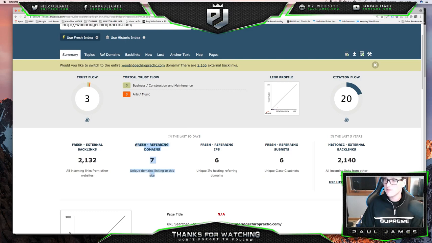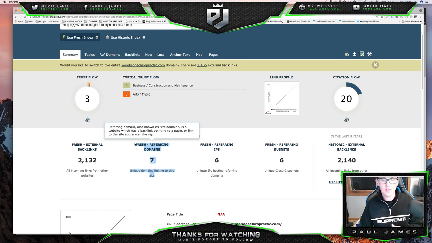This is the first metric I take into consideration, the fresh referring domains. Now, if this metric is under, let's say 20, you're pretty safe to say that this is low competition, because it's pretty safe to say that you're going to be able to get at least 20 backlinks.